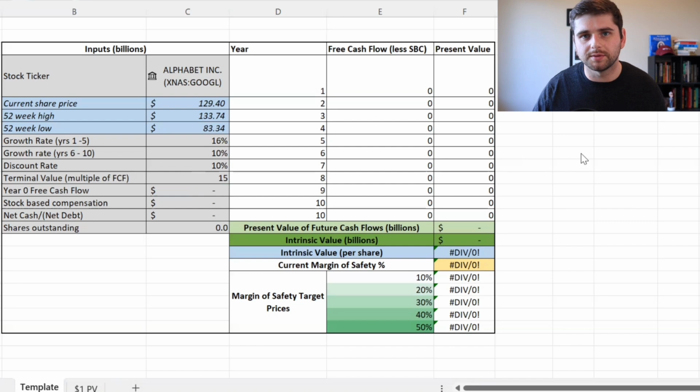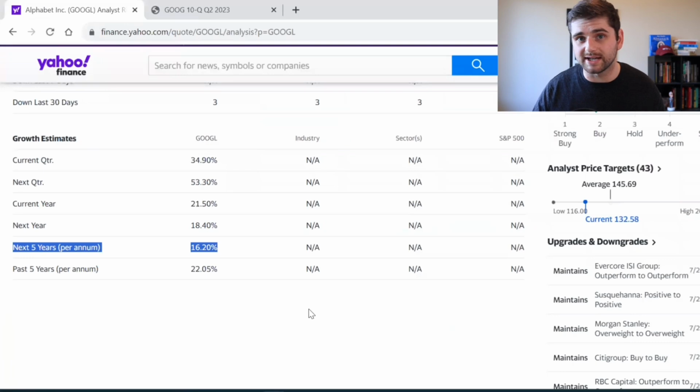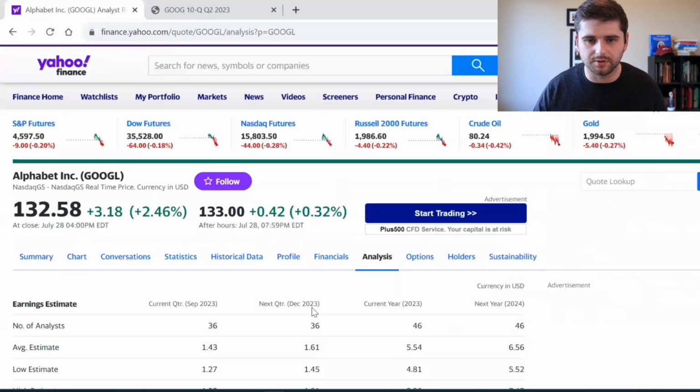Now for our last few inputs here, it really is just a case of plugging in some of the numbers. Firstly, we've got our free cash flow. This is year zero free cash flow, so it's the starting point from which we will model some growth out into the future using our 16% and 10% growth rates. Again, I'm just going to go back to Yahoo Finance and look for the current free cash flow of Google.